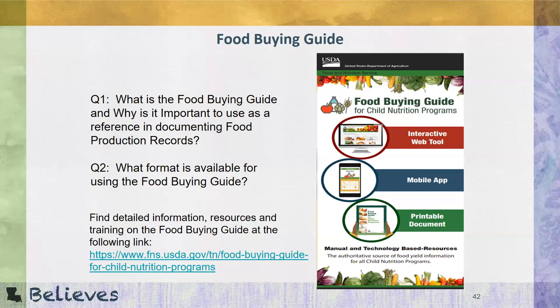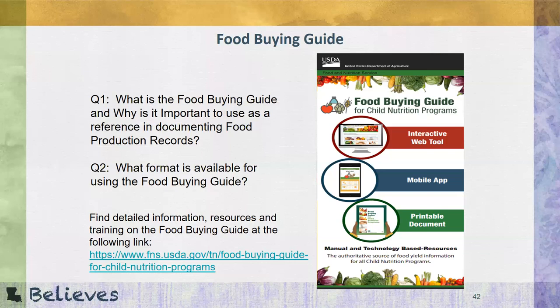The Food Buying Guide assists CNP operators, sponsors, food manufacturers, and other stakeholders with purchasing the correct amounts of foods for meeting child nutrition meal program meal pattern requirements, determining the contribution that each food makes toward meal pattern requirements, and documentation of appropriate serving sizes on production records to illustrate that a reimbursable meal was prepared and served.